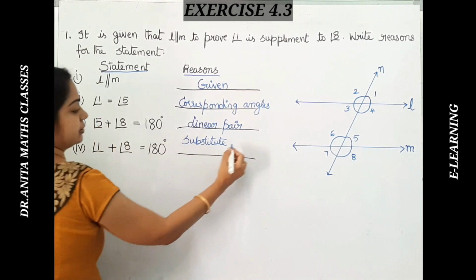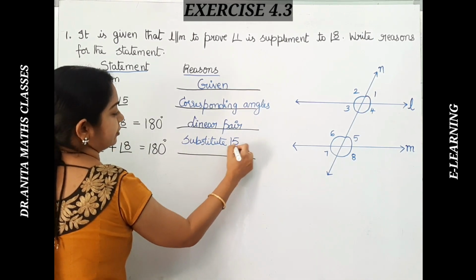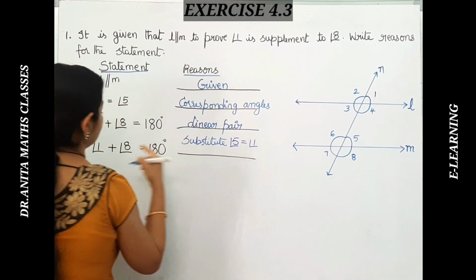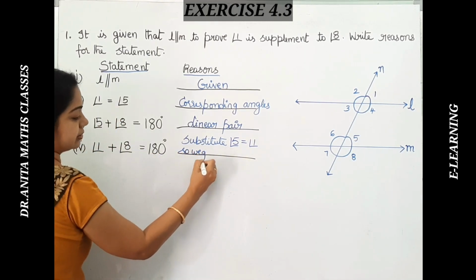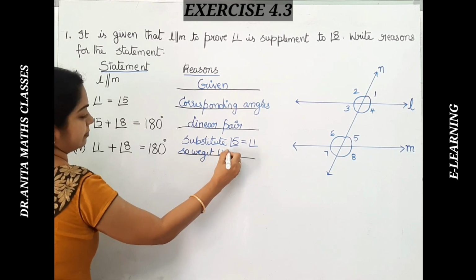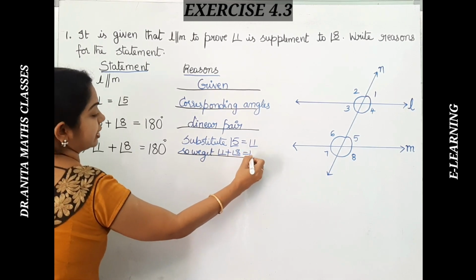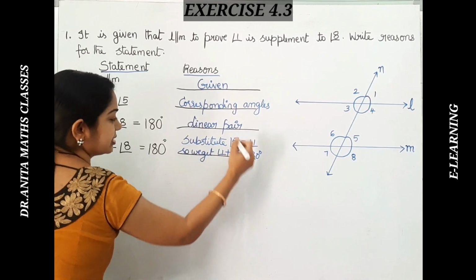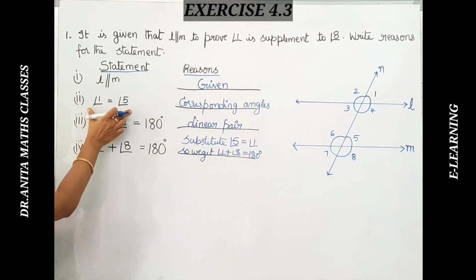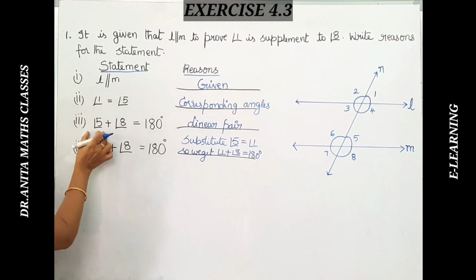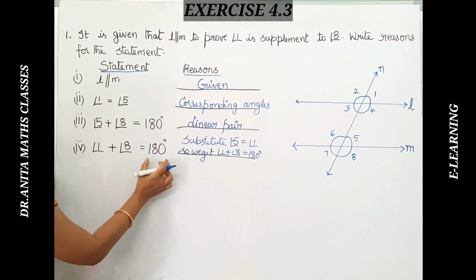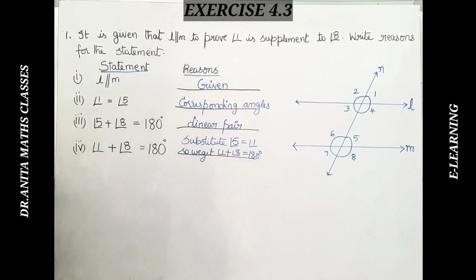Here angle 5 equal to angle 1, so we get angle 1 plus angle 8 is equal to 180 degrees. So this is the reason. Here these two are equal because they are corresponding angles, and in place of 5 I am substituting 1. So that means 1 plus 8 is equal to 180. That is the reason here. Okay, so pause the video and write it down.